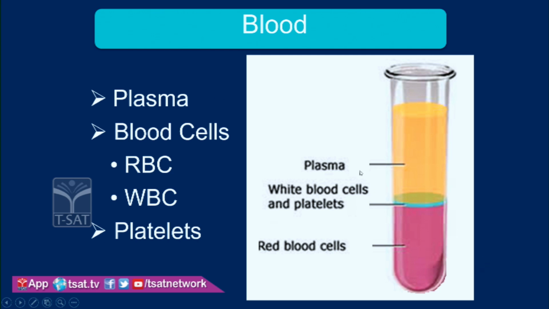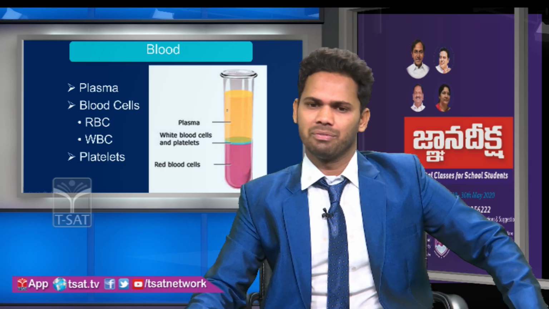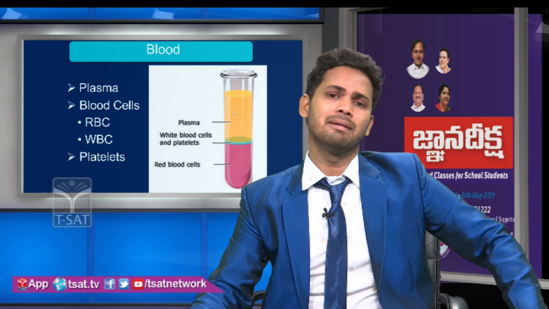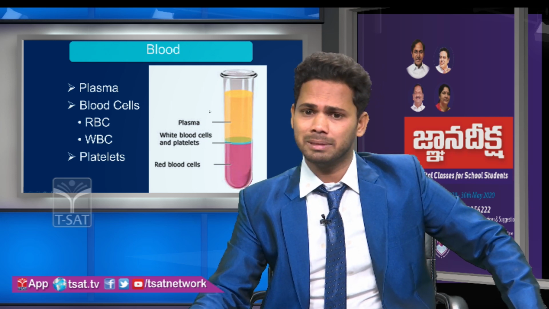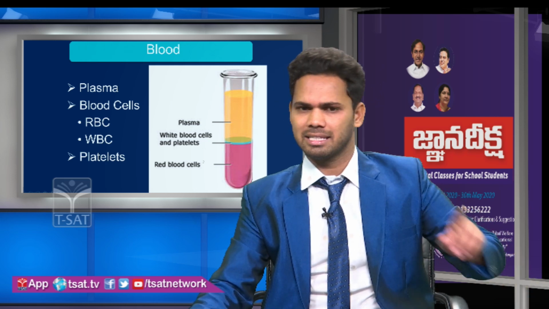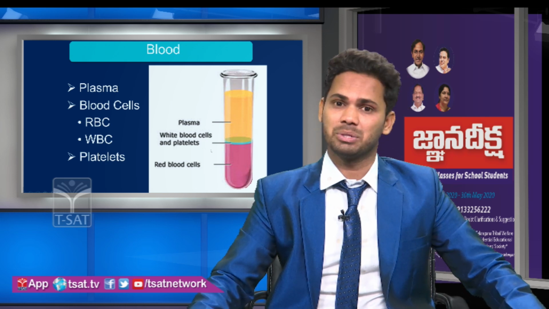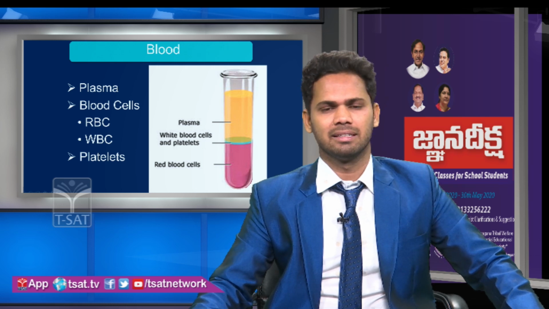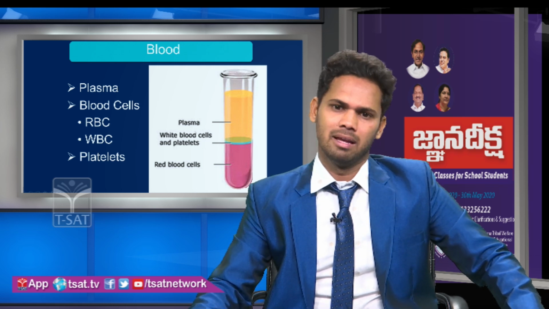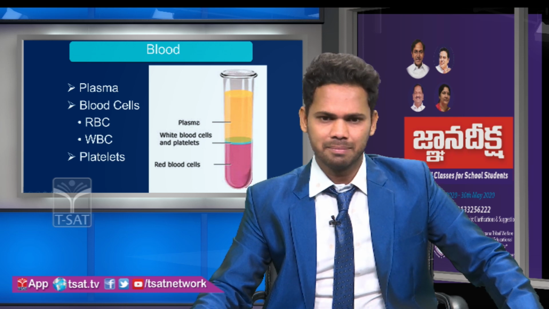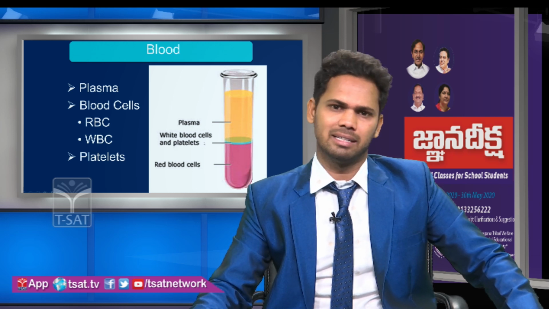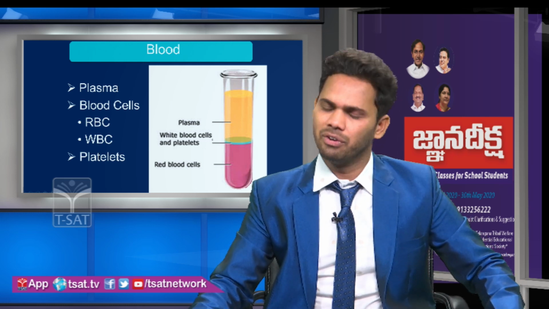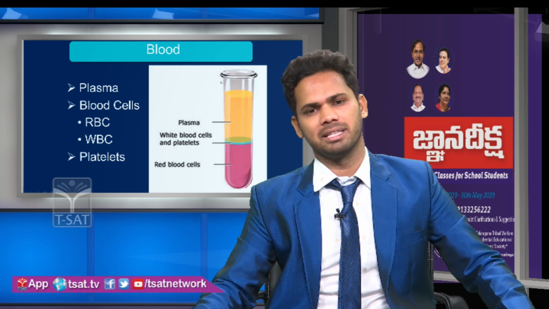Plasma percentage is approximately 55%. The remaining 45% is totally blood cells. In that 45%, red blood cells are 44%. That's what is more in number. White blood cells and platelets are just 1%. Plasma 55%, white blood cells and platelets 1%, red blood cells 44%, totally 100% you can see.